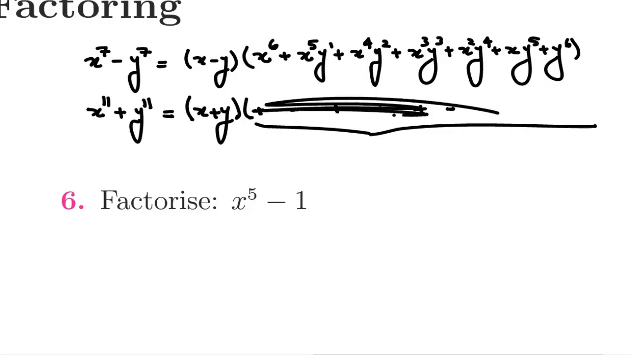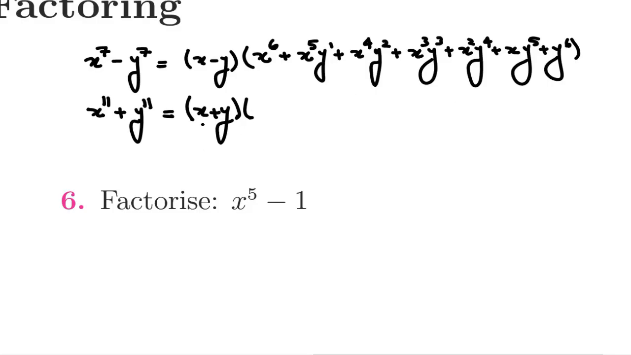So now, when x is multiplied by, what do we get? X to the power of 11. By x to the power of 10. X to the power of 10. This one was positive. Now it becomes negative. X to the power of 9, y to the power of 1. I know y to the power of 1 is usually not written. I wrote it this way so we can see it.